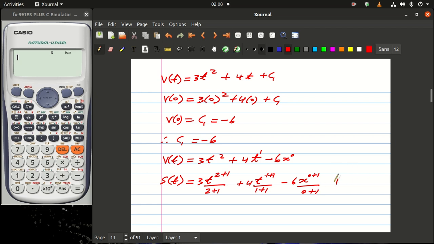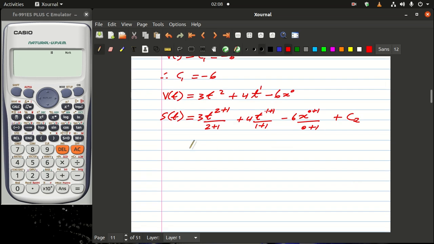And now we have a constant here, so that when I take the derivative, I know that I will get that. I don't know what that constant is because I'm taking the antiderivative for the second time. We usually place a 2 there, and this is a constant of integration. Then I simplify. I have a 3, I have a t, I have a 3, I divide by 3, plus I have a 4, I have a t, I have a 2, I have a 2, minus I have a 6, I have an x, I have a 1, I have a 1, plus c2.